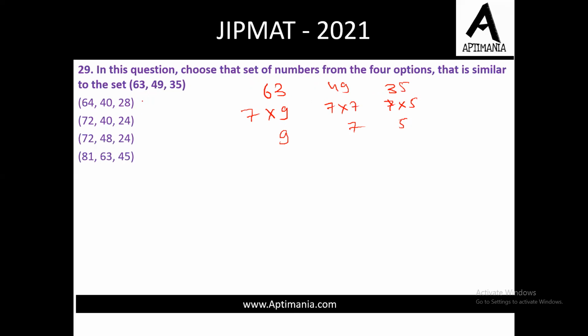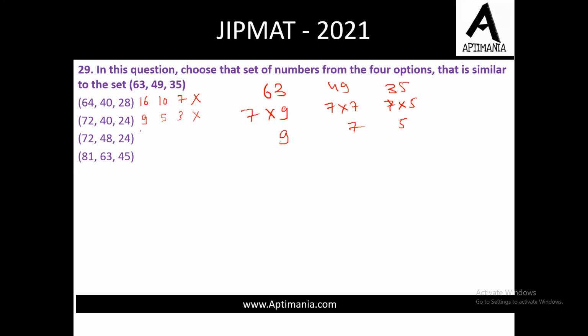So 4 यदि हम common ले लेते हैं इसमें से तो we will be left with 16, 10 and 7. ये नहीं हो सकता आंसर, right? The next 72, 40 and 24. Again it seems that we can take 8 common here. So 8 common लेते हैं तो 9, 5 and 3. अभी भी नहीं लग रहा.